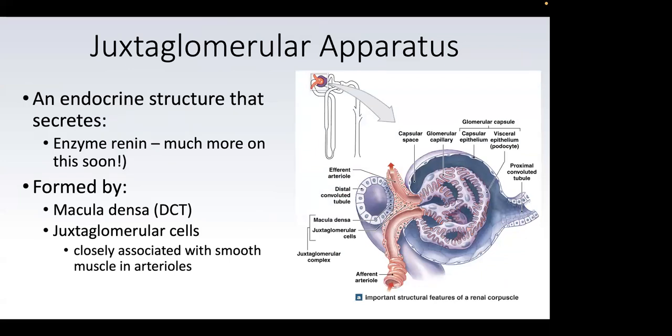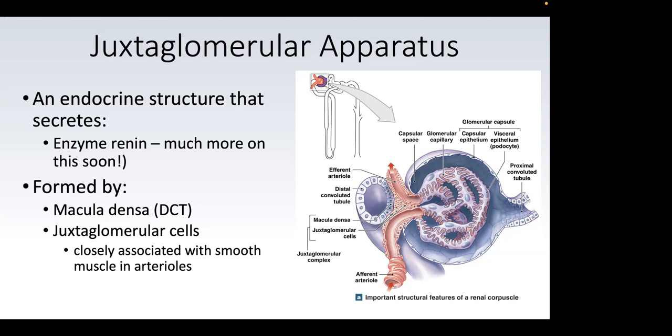Now the juxtaglomerular apparatus. The juxtaglomerular apparatus is important because it produces the enzyme renin. And renin we'll talk more about as the renin-angiotensin-aldosterone system. More on that later. Just keep in mind that the juxtaglomerular apparatus is an endocrine structure that secretes the enzyme renin.